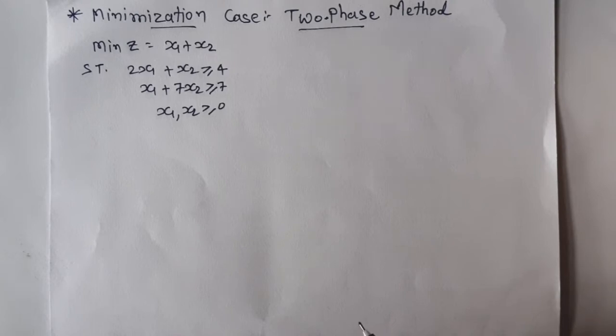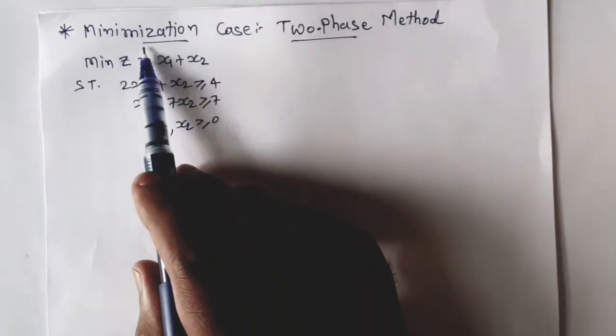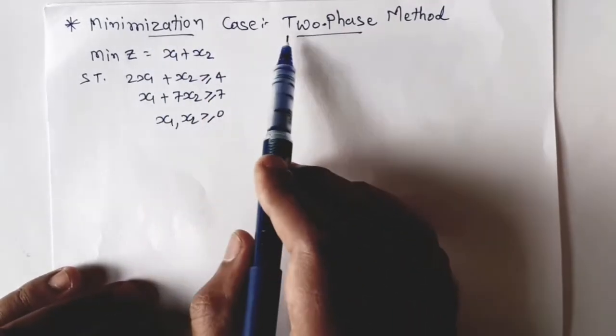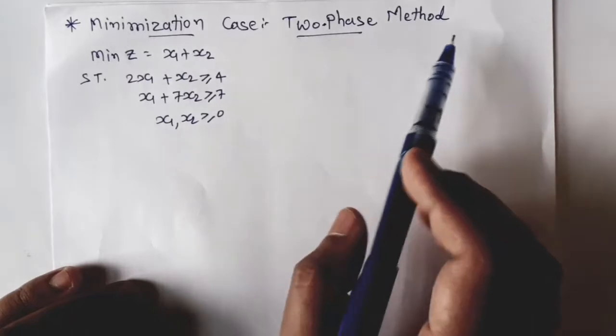Welcome to the lecture series of Operation Research in which we are studying linear programming problems. So far we have studied the graphical method, the maximization case with the help of the simplex method, and the minimization case with the help of the big M method. Today we are going to learn about the minimization case with the help of the two-phase method.